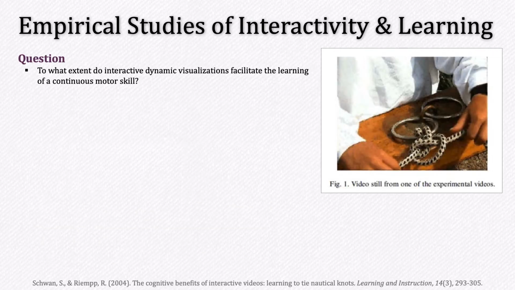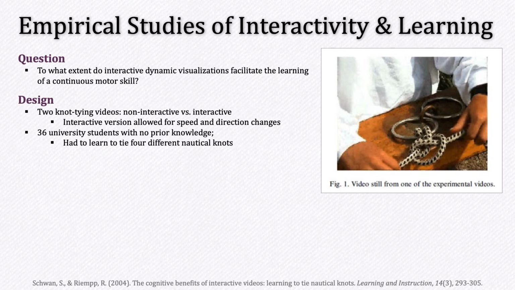Finally, I want to end by just sharing two studies with you. This first study is from 2004 from a journal called Learning and Instruction. And in this particular study, the authors were interested in to what extent do interactive dynamic visualizations facilitate the learning of a motor skill. In this case, the motor skill was learning to tie different nautical knots. So what they did is they created knot tying videos with two formats. There was a non-interactive format and an interactive format.